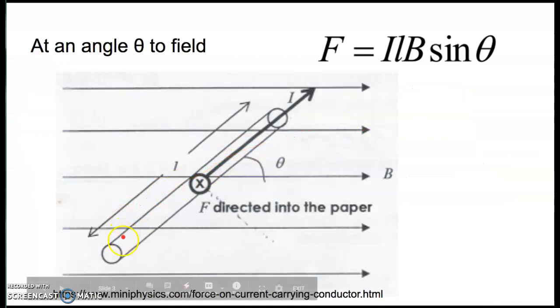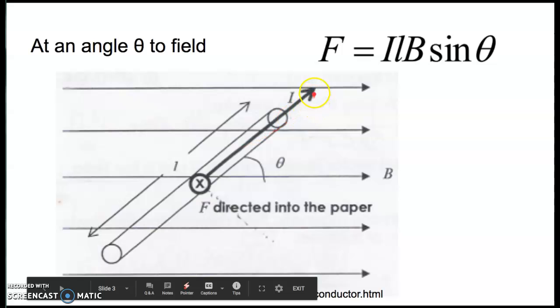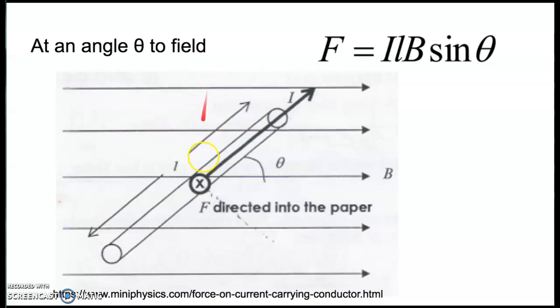Sometimes, though, it's not perpendicular, sometimes it's at an angle, and in that case you need to take the component which is actually perpendicular to the field lines, and in that case you incorporate a factor of sine theta. So force equals ILB sine theta. That's the way the SQA have it on the exam paper, and the main thing is you draw the angle between the conductor and the field lines.